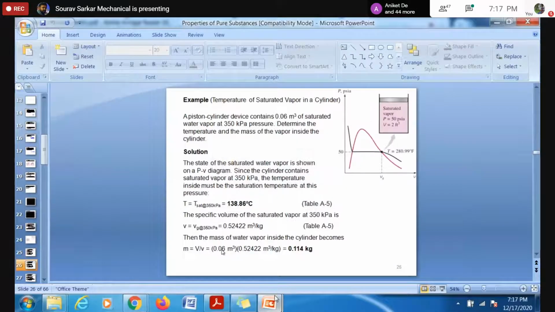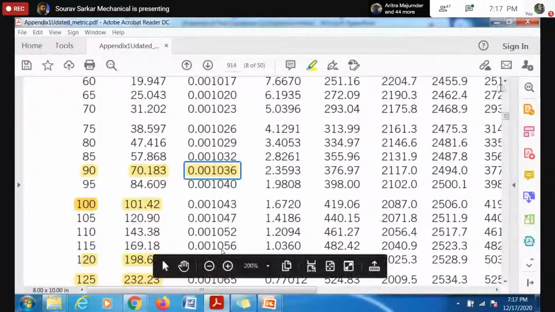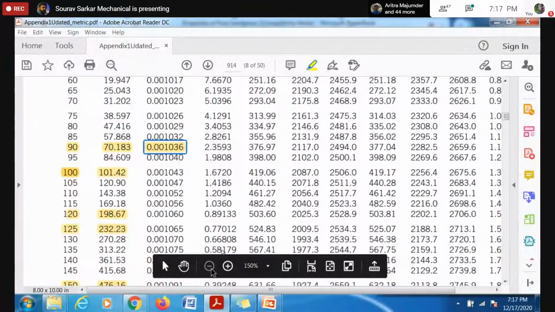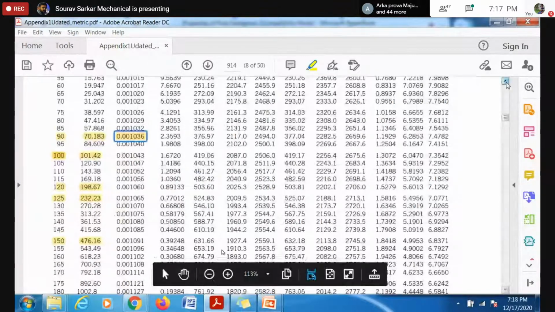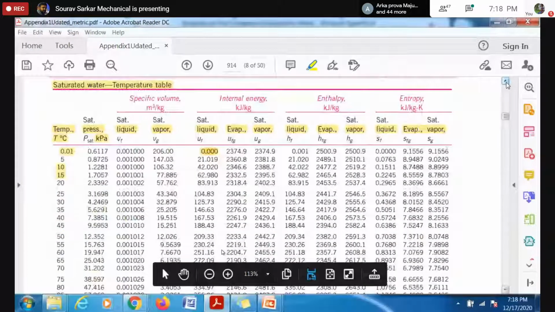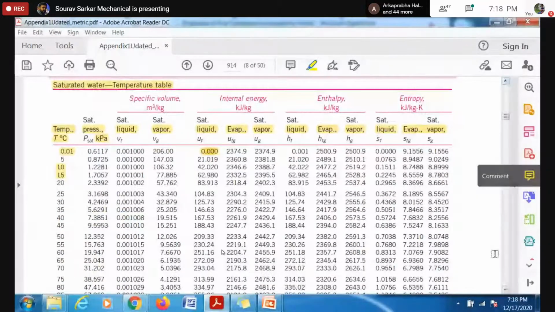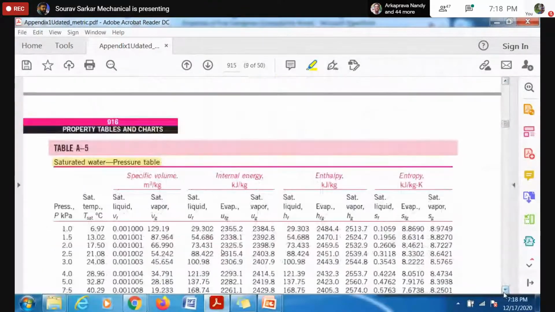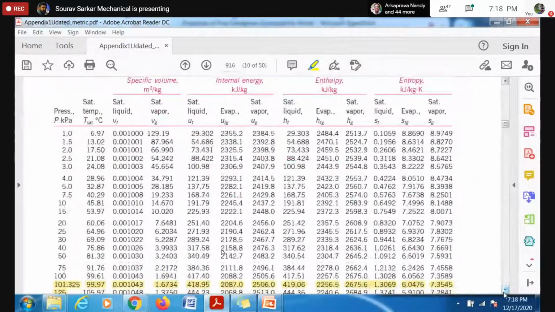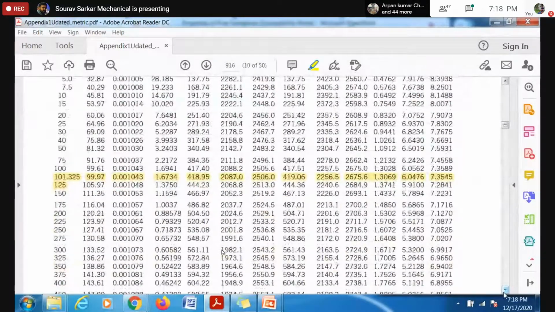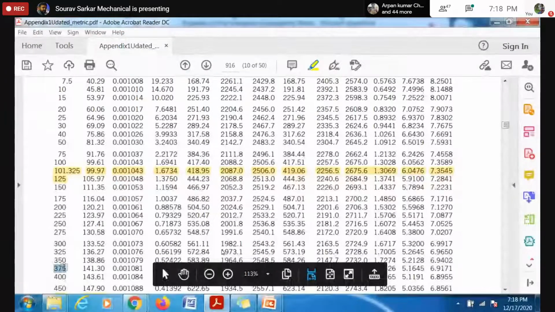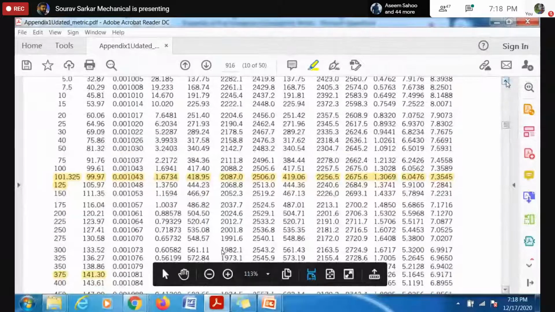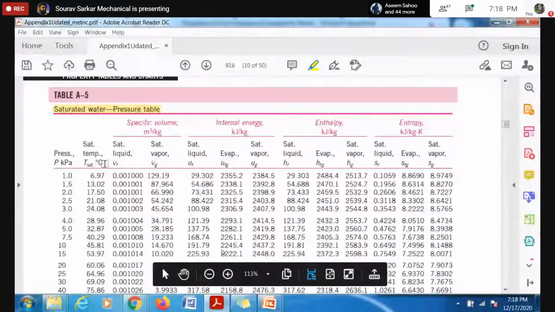If I know it is a saturated vapor and know the pressure, can we find out the saturation temperature? So let's go back to the pressure table. Initially I was looking at the temperature table, so I will go to the pressure table. I have to go to page number 10. What was the pressure? 350 kPa. So here it is, my 350 kPa, and this corresponds to 141.30 degrees Celsius. Is that right?